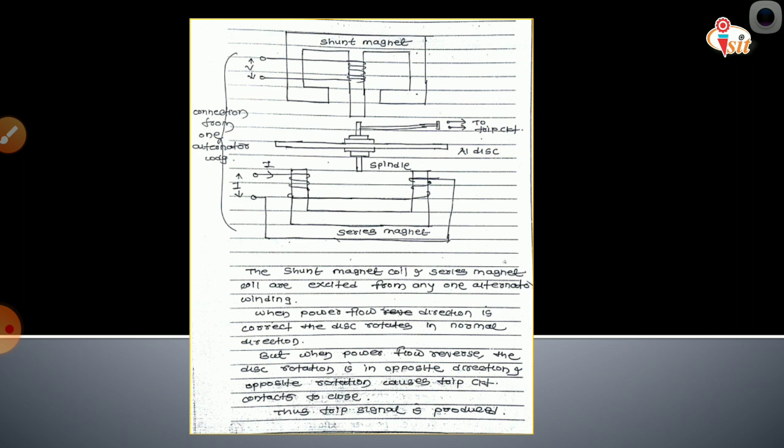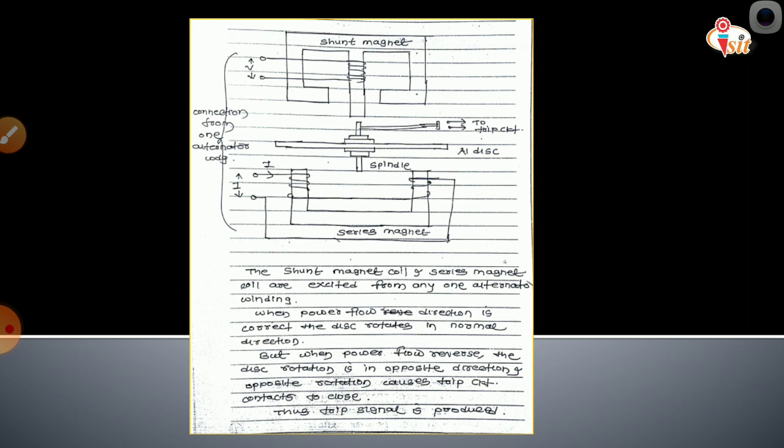So the figure shows the directional relay can be used to detect the reverse power flow, and the figure shows the induction type directional relay to detect the reverse power flow. सो डायरेक्शनल रिले आपण यूज करणार आहे रिव्हर्स पॉवर फ्लो डिटेक्ट करण्यासाठी. So we already saw the directional relay. So in that two magnets are used, that is the shunt magnet and the series magnet, and in between two magnets one aluminum disc is placed.